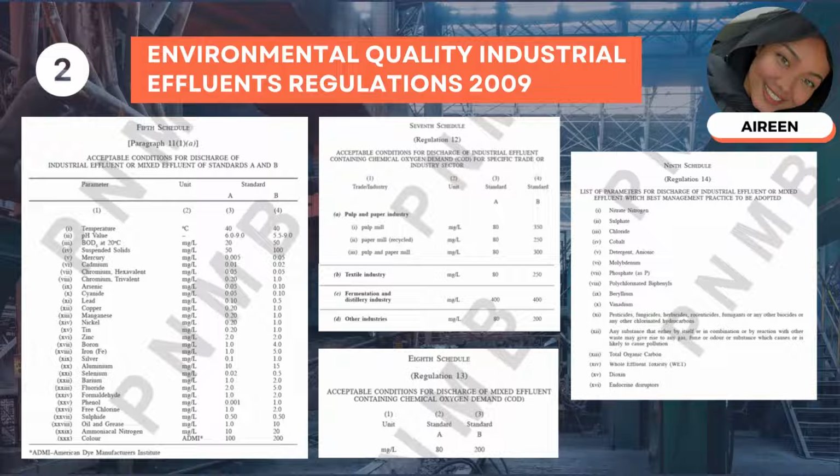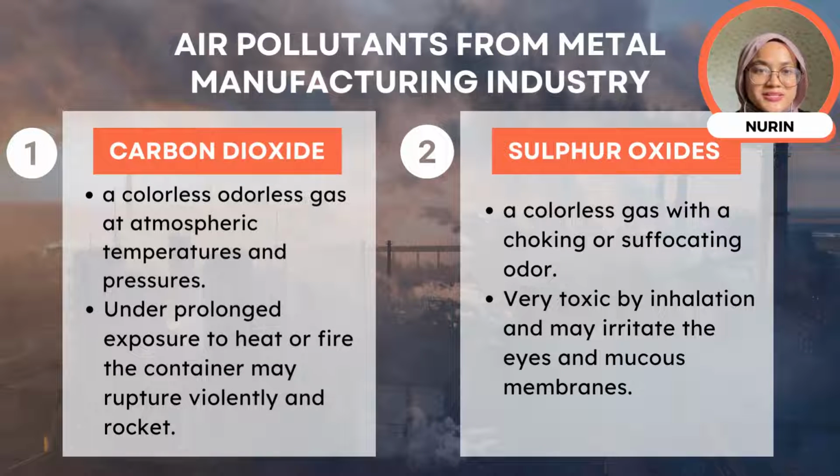The 7th schedule shows the acceptable conditions for discharge of industrial effluent containing chemical oxygen demand, COD, for specific trade or industry sector. The 8th schedule shows the acceptable condition for discharge of mixed effluent containing chemical oxygen demand, COD, and the 9th schedule shows the list of parameters for discharge of industrial effluent or mixed effluent which best management practice to be adopted.